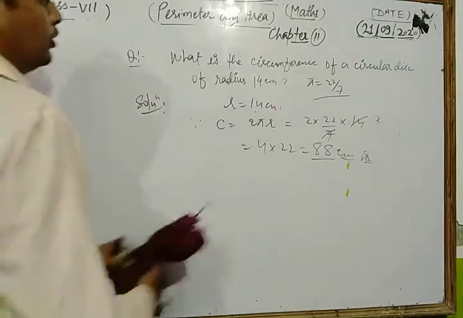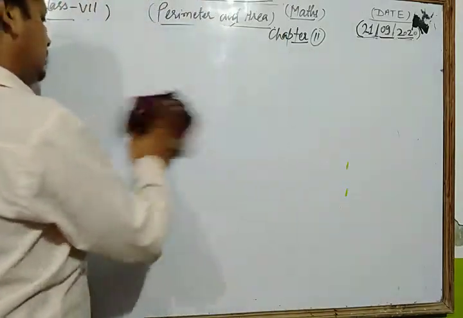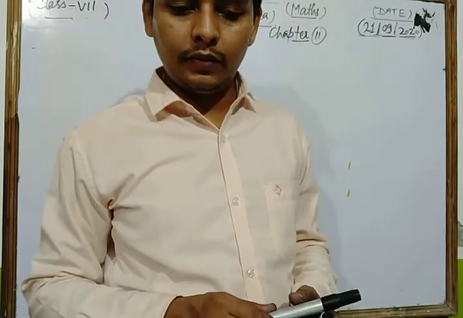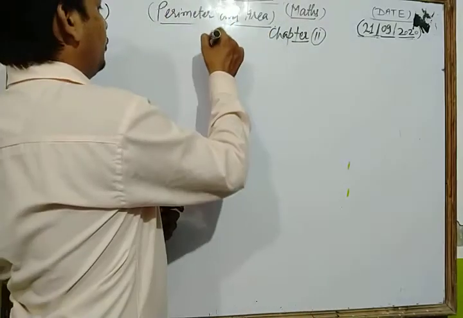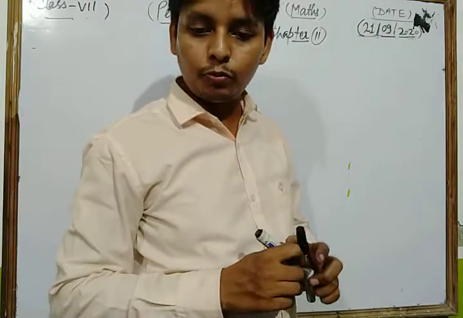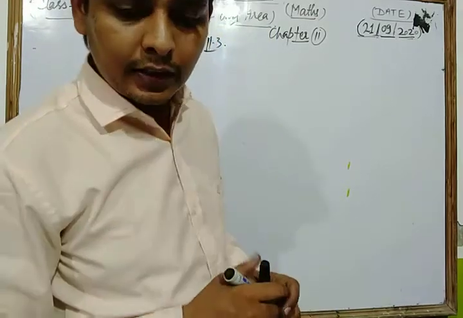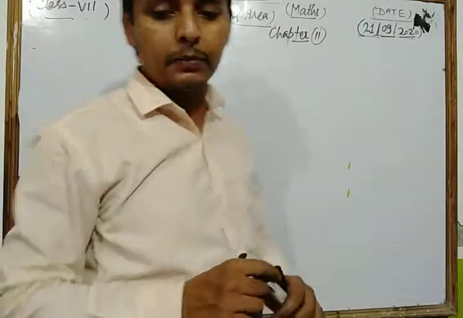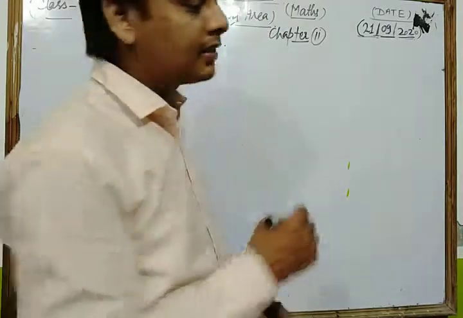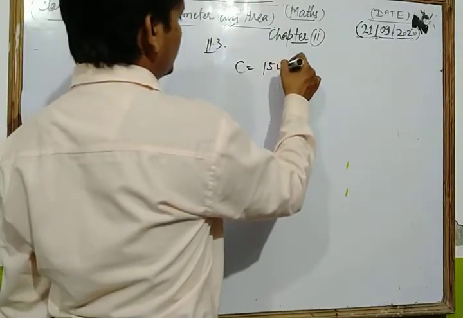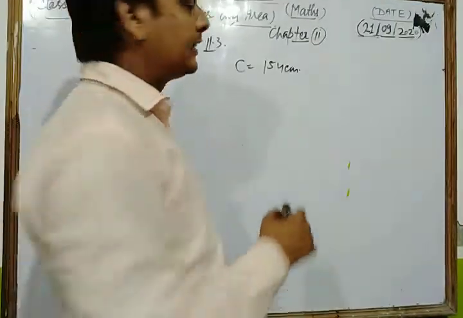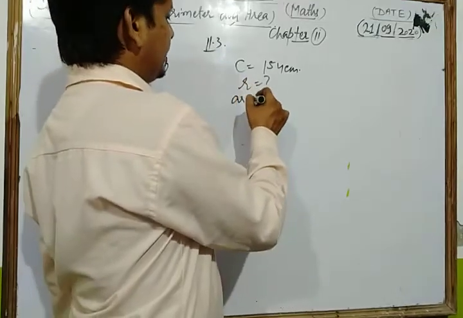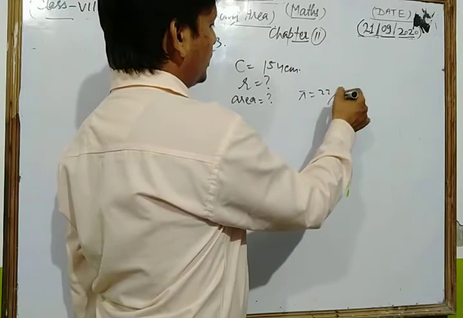Now we take one more question based on circle. We take an important question from exercise 11.3. Here, if the circumference of a circular sheet is given as 154 centimeter, find its radius. Also find the area of the sheet, and the value of pi is 22 upon 7.